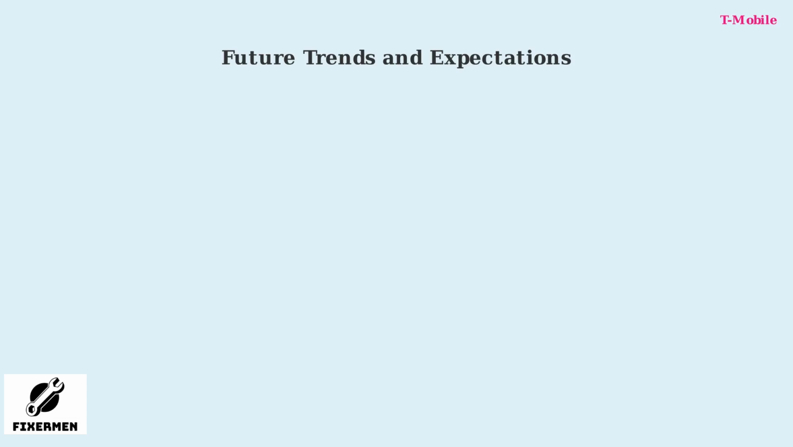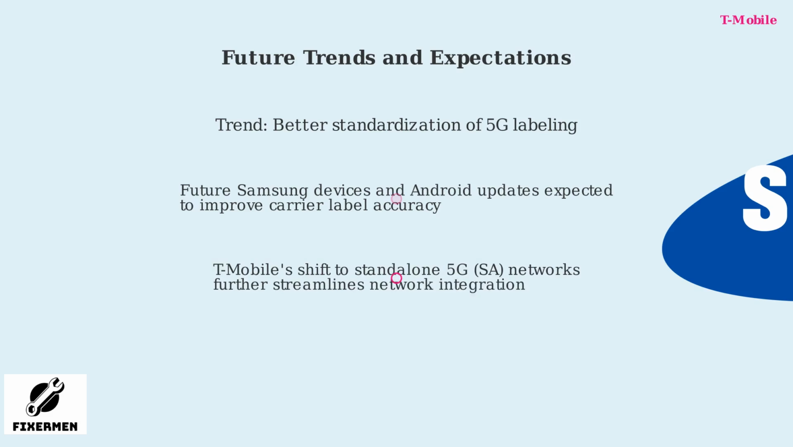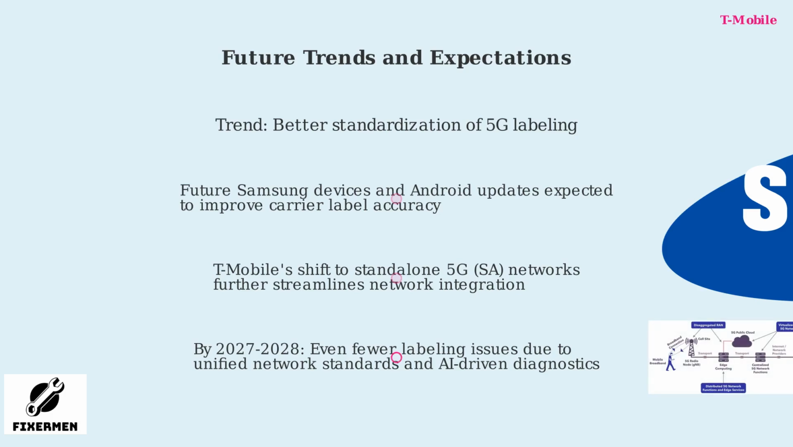Looking ahead, the trend is moving toward better standardization of 5G labeling across all devices and carriers. Future Samsung devices and Android updates are expected to significantly improve carrier label accuracy, ensuring users see the correct network information. Additionally, T-Mobile's transition to standalone 5G networks, or SA networks, further streamlines the integration between their network and user devices. By 2027-2028, as 5G technology continues to evolve, we can expect even fewer labeling issues thanks to unified network standards and advanced AI-driven diagnostics that automatically detect and display accurate network types.